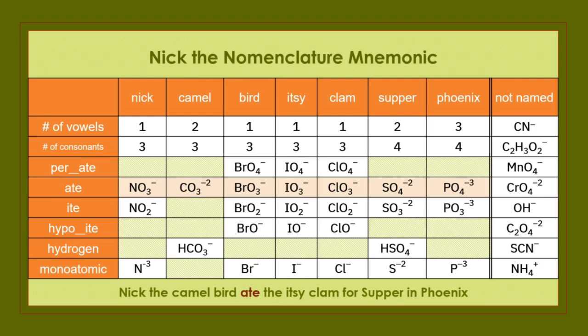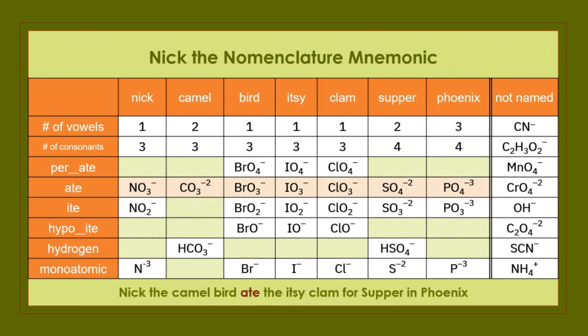So we have hydrogen carbonate, it's just an H plus carbonate, and hydrogen sulfate is H plus sulfate. So if you're in my Chem 130 class, there's only 8 other polyatomic ions that you have to memorize than those that are listed in this chart. Those are cyanide, acetate, permanganate, chromate, hydroxide, oxalate, thiocyanate, and ammonium ion.